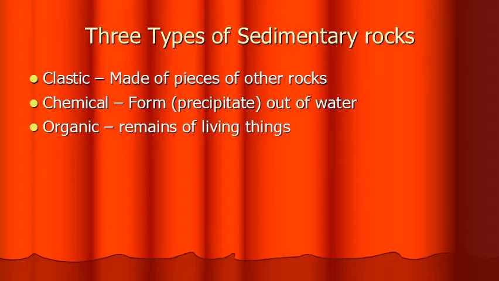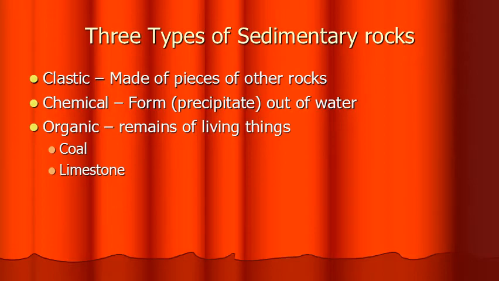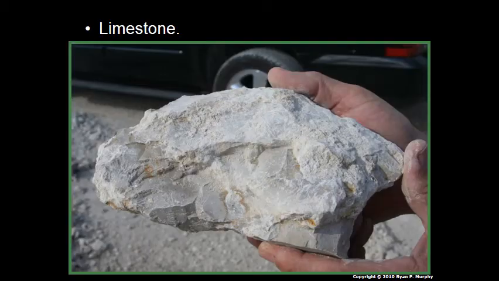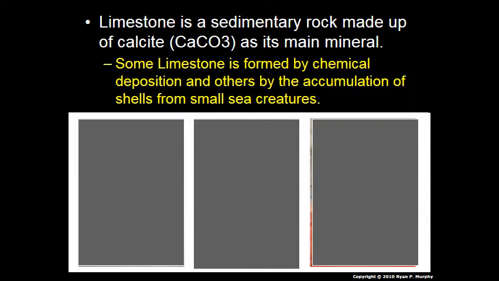The last type is called organic sedimentary rocks, and these are made from the remains of living things. Think seashells in this case. Usually going to be the remains of seashells or possibly the remains of dead plants and animals. So coal would be an example of this. Limestone is another example of this. That's made out of seashells. That's what limestone looks like, and it kind of looks like crushed up seashells all stuck together. So limestone is a sedimentary rock that's made of calcite mainly, and that's its main mineral.